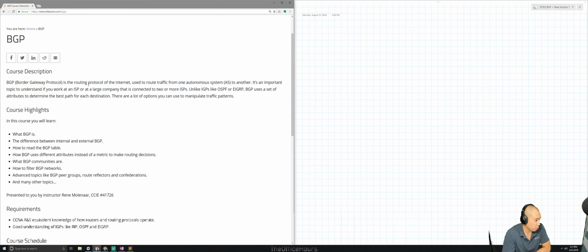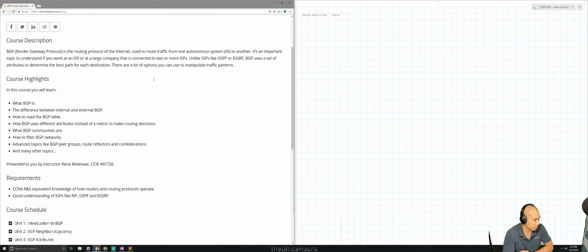Border Gateway Protocol is a routing protocol of the internet used to route traffic from one autonomous system to another. It's an important topic to understand if you work for an ISP or a large company that is connected to two or more ISPs. Unlike interior gateway protocols like OSPF and EIGRP, BGP uses a set of attributes to determine the best path for each destination. There are lots of options you can use to manipulate traffic patterns.